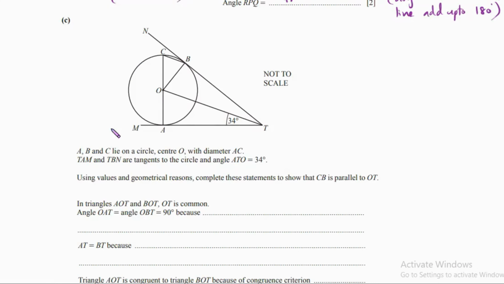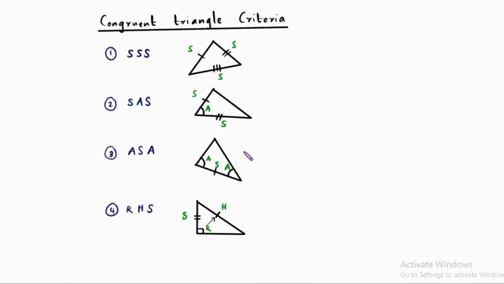Question C. This is a question relating to congruence. So first we will quickly go through the congruence criteria that we have. When it comes to congruence criteria, we have 4 criteria. That is, when all 3 sides of a triangle are equal to all 3 sides of another triangle, we can say that the 2 triangles are congruent. When 2 sides and the included angle, that is the angle in between the 2 sides considered, match 2 sides and the included angle of another triangle, the 2 triangles are considered to be congruent.